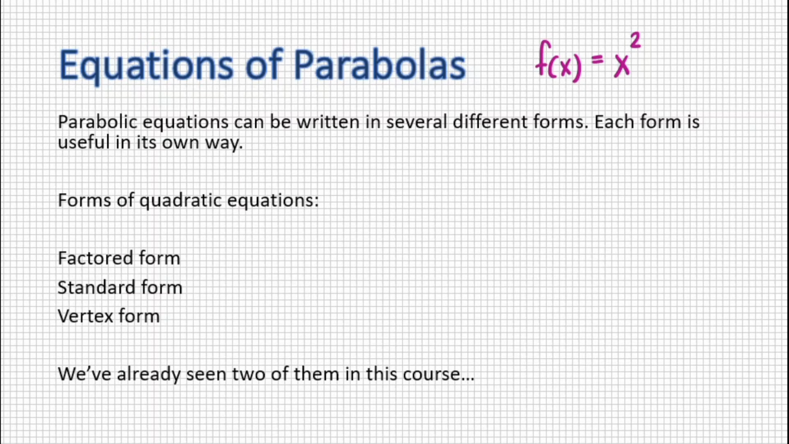Our 3 forms are factored form, which we've seen, standard form we've seen as well, and vertex form, which we'll go into a bit today. Now, if we're in the parent graph, that y equals x squared, they're all going to be the same. But a typical example of factored form might be something like this.